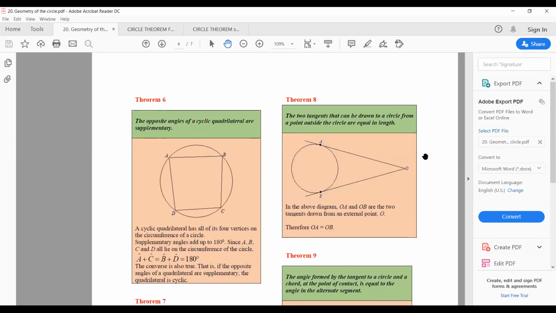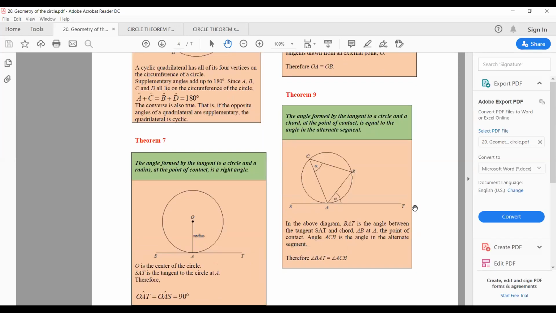Theorem 8. The two tangents that can be drawn to a circle from a point outside of the circle are equal in length. So we have a point O here, and we have 2 points on the circumference here, A and B. If we were to draw two straight lines from O to A and O to B, then the two lengths OA and OB will be equal to each other. That one was pretty straightforward and easy.